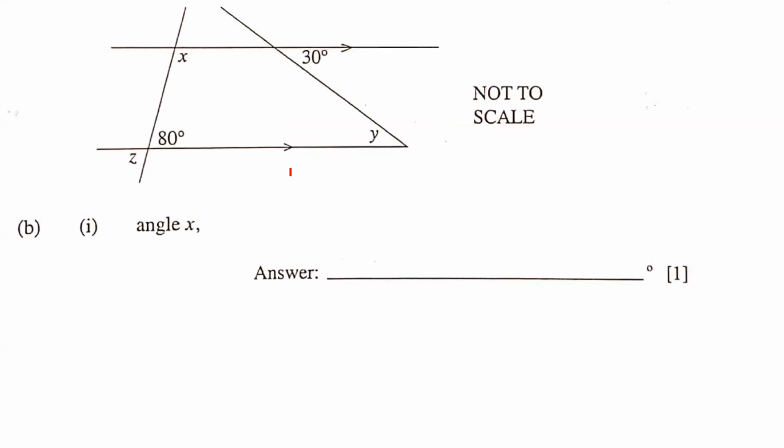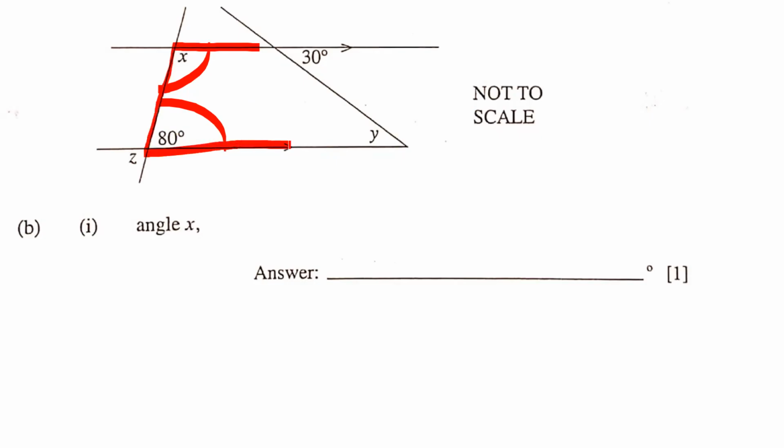Moving right along, we have angle X. They're asking, what is the size of angle X? We have two parallel lines and a transversal cutting. What is the size of angle X? Well, angle X is a co-interior angle with 80, and we know co-interior angles add up to 180 degrees. You can tell co-interior angles because they form a C shape. So it's like the C shape here.